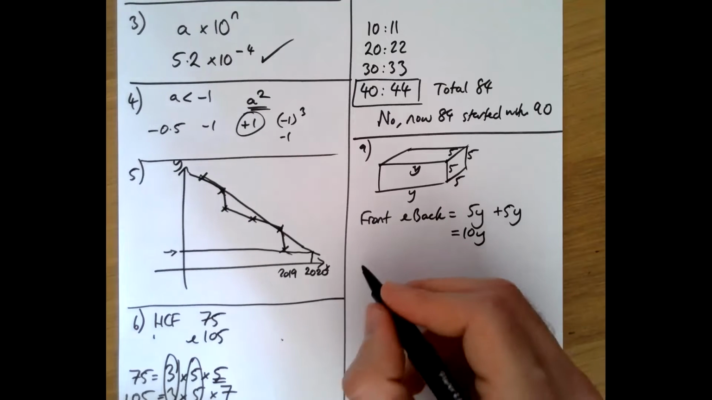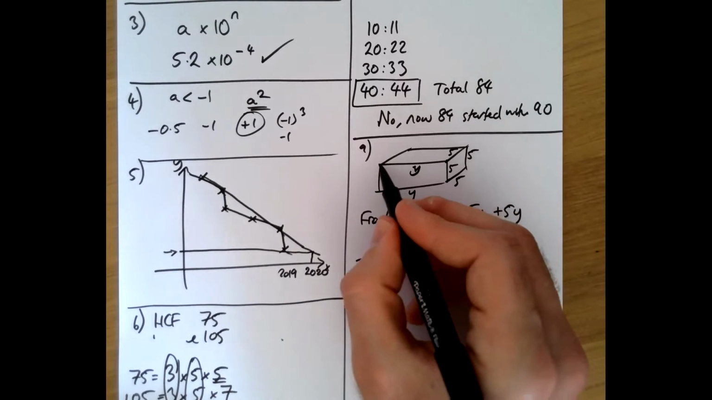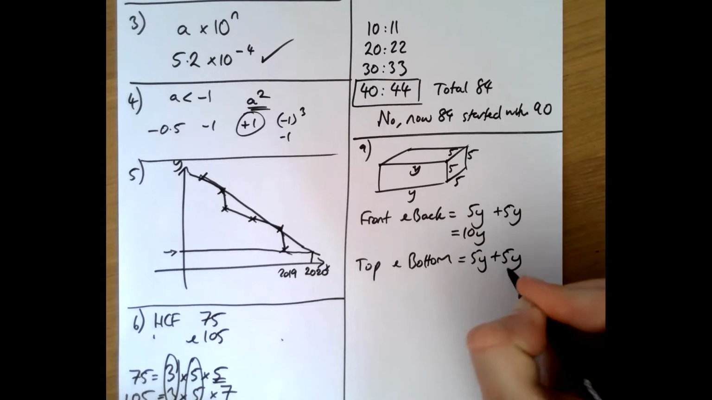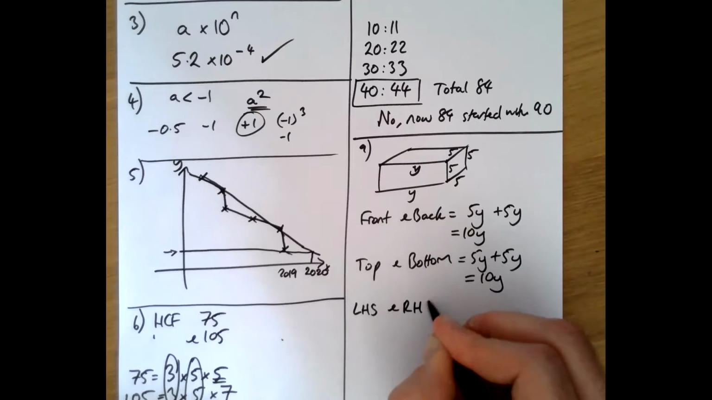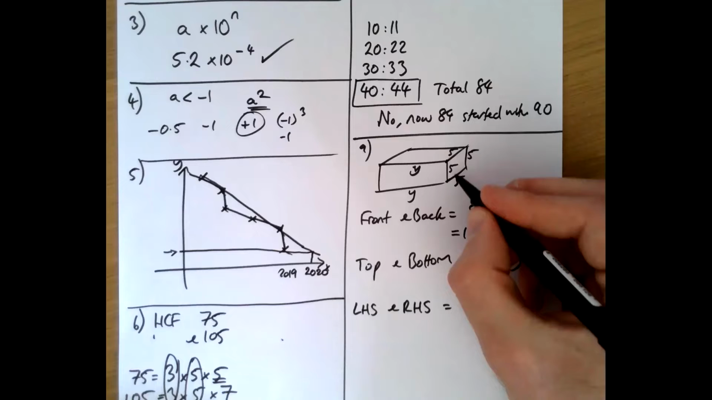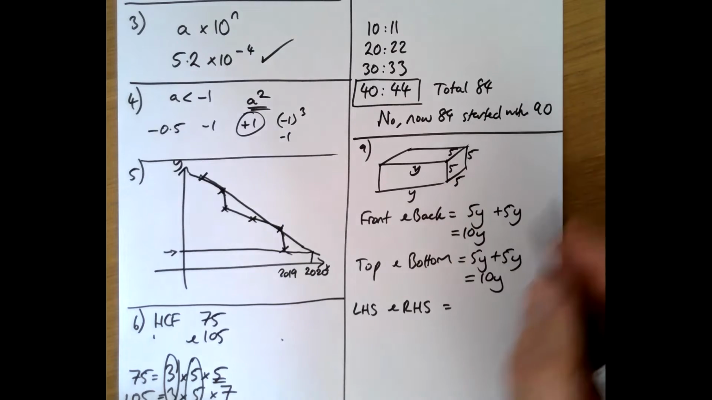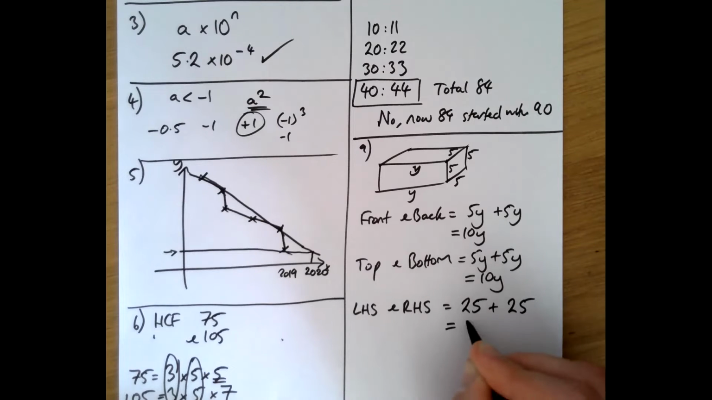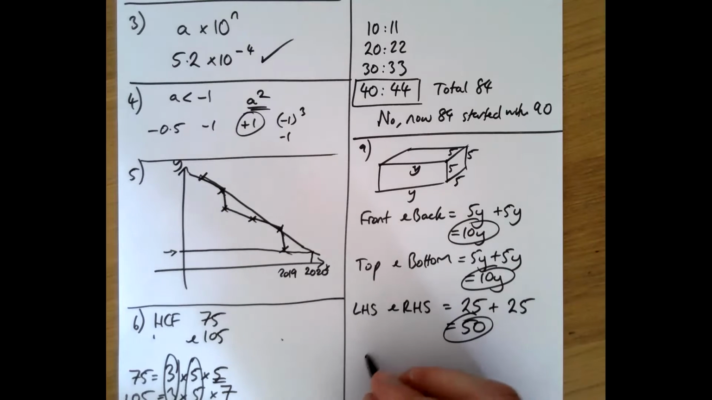Okay, let's do the top and the bottom. Well, it's going to be the same, isn't it? Because that length is also y. The width is also 5. So, again, it's going to be 5y plus 5y is 10y. And all we're left with is the left-hand side and the right-hand side. So, this one is 5 wide, 5 up. I've not drawn it like a square, but it is a square because it's 5 by 5. So, that's just going to be 25. But I also need the left-hand side which is 50.